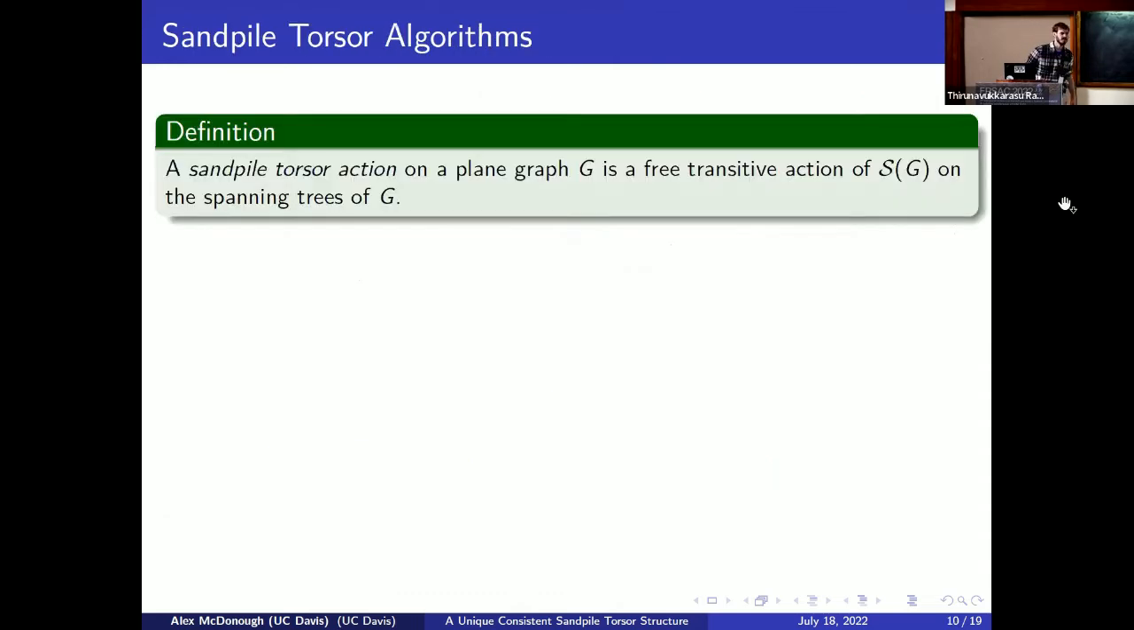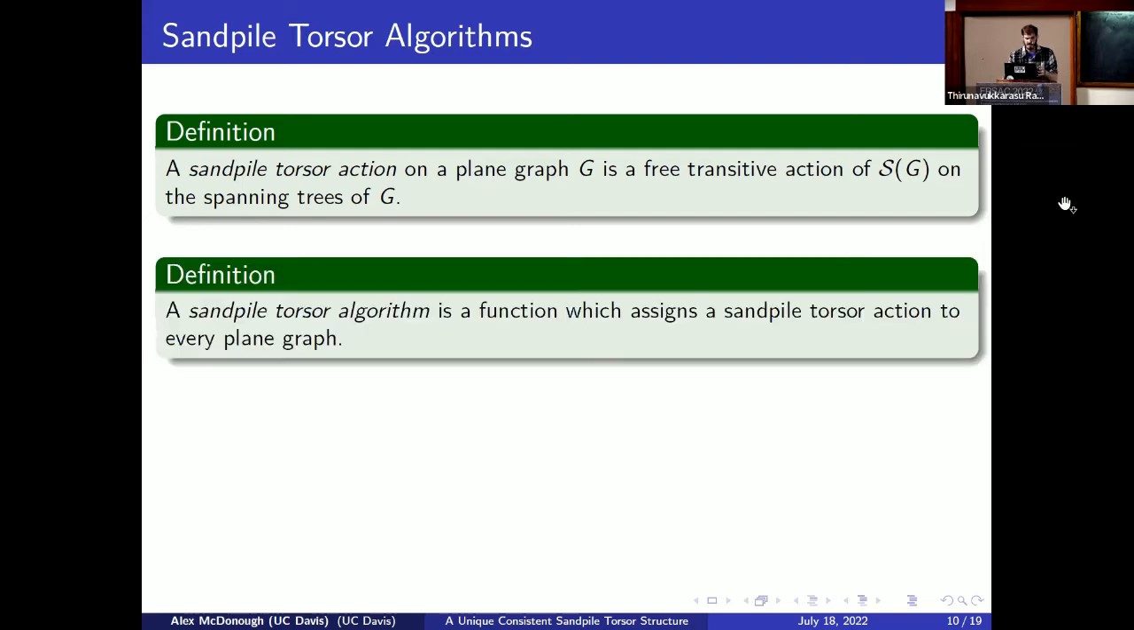So now we had to do some definitions. There's this idea of sandpile torsors, which was first stated in that MathOverflow question, but hasn't actually been defined anywhere. People talk about sandpile torsors, but there's not really a precise definition. So what we ended up going with is we say a sandpile torsor action on a plane graph is some free transitive action of the sandpile group on the spanning trees. So it could be rotor-routing, it could be something else. And then we separate this out from a sandpile torsor algorithm, which is an algorithm that assigns a sandpile torsor action to every plane graph.